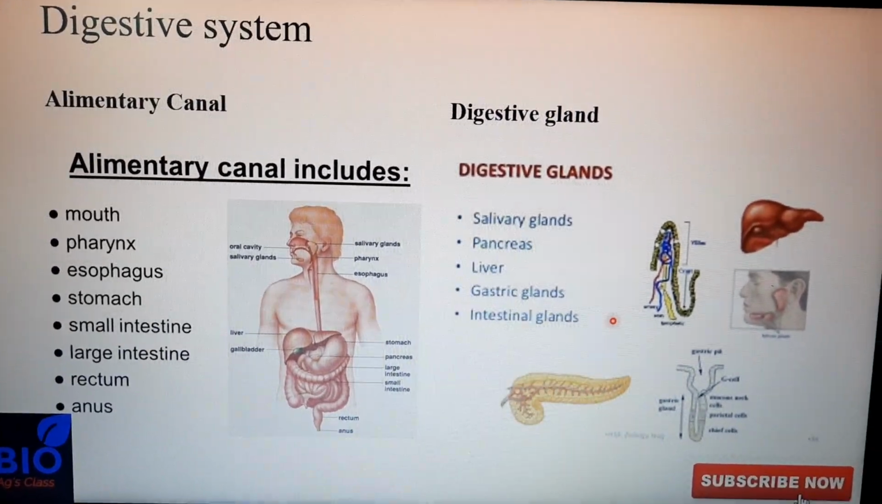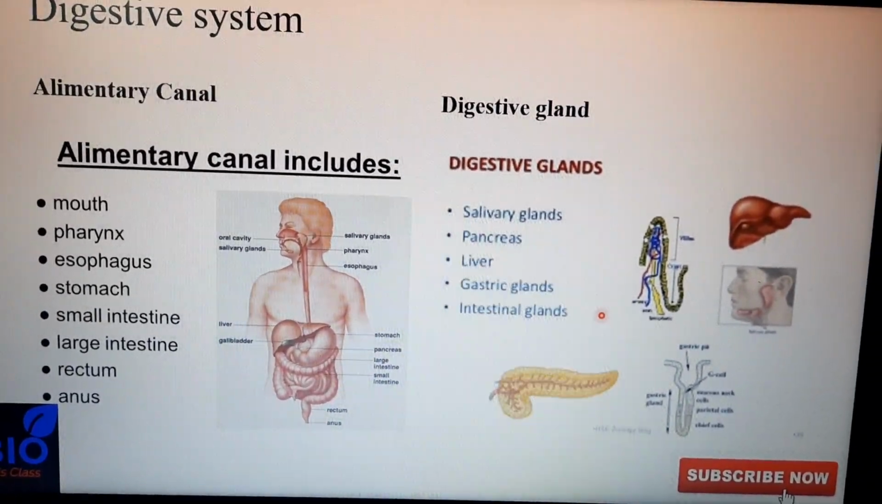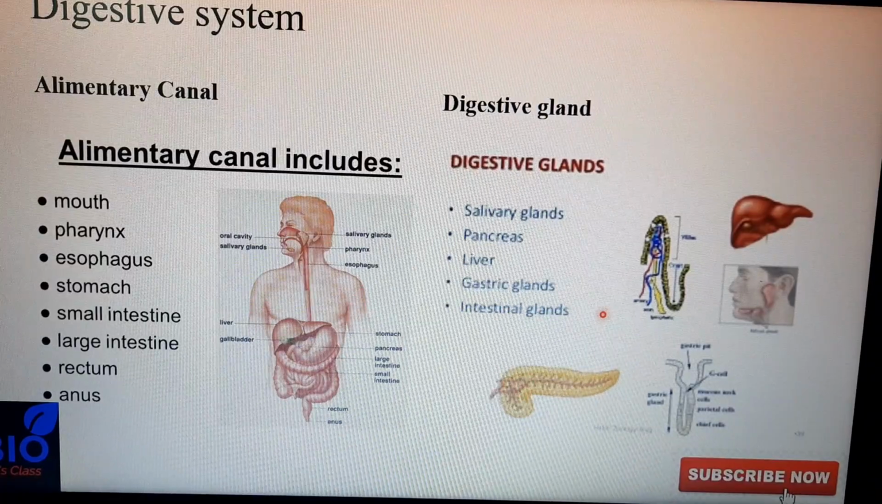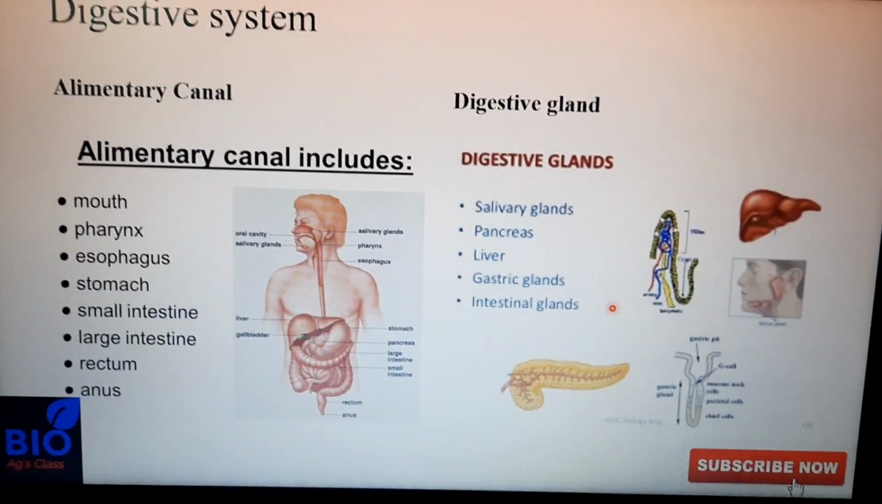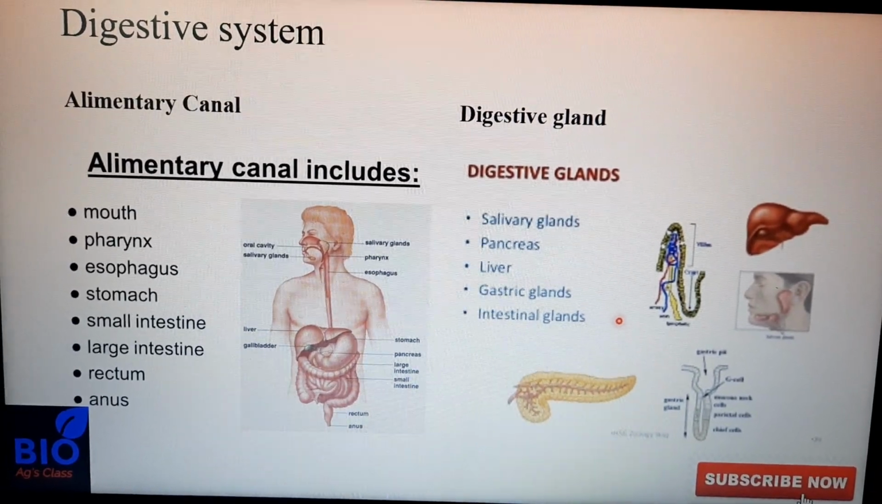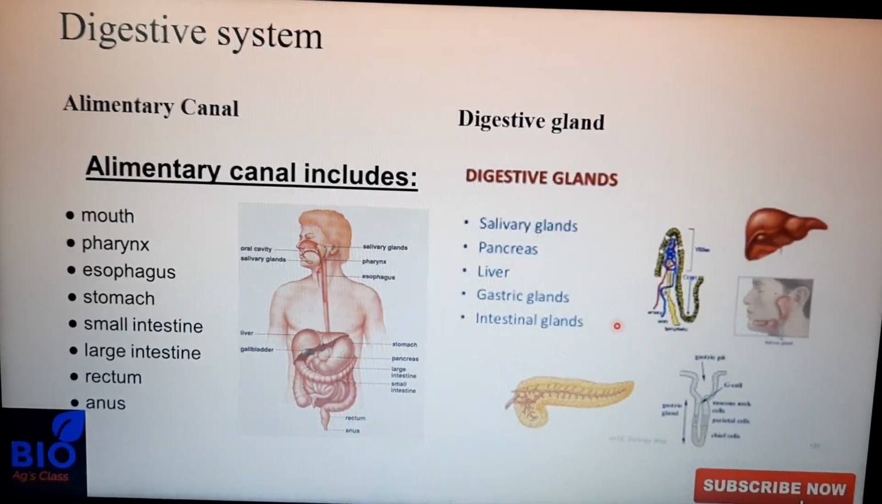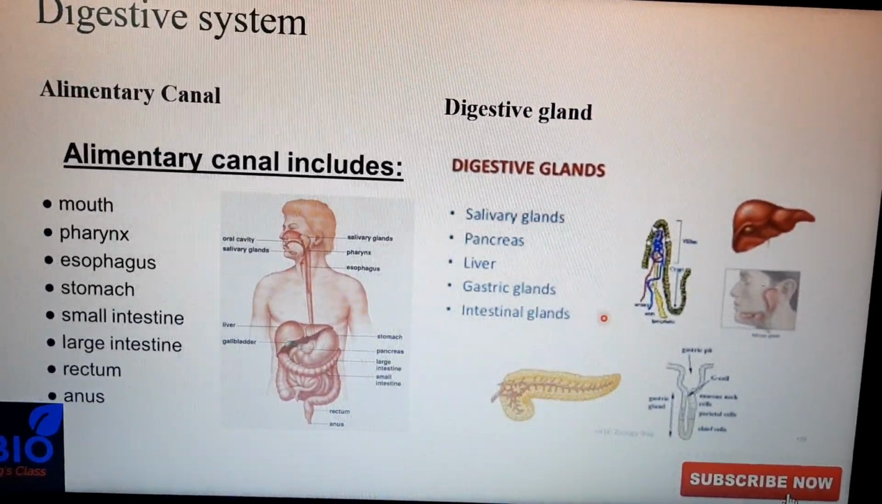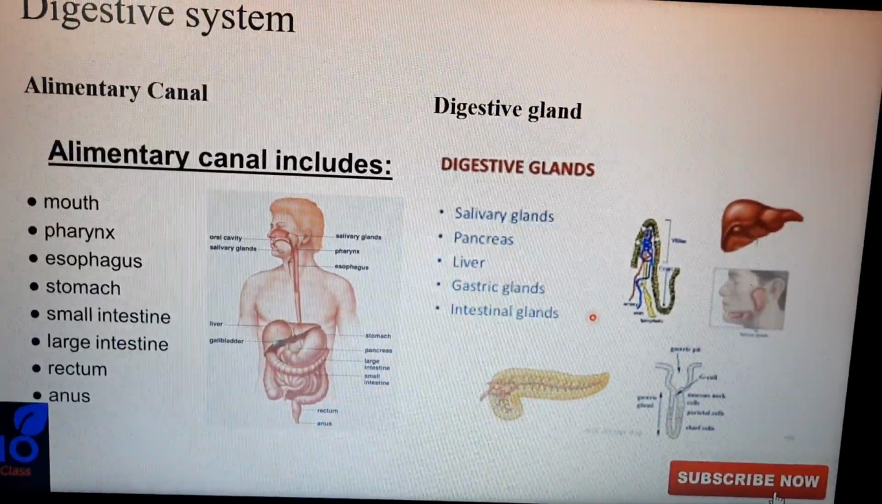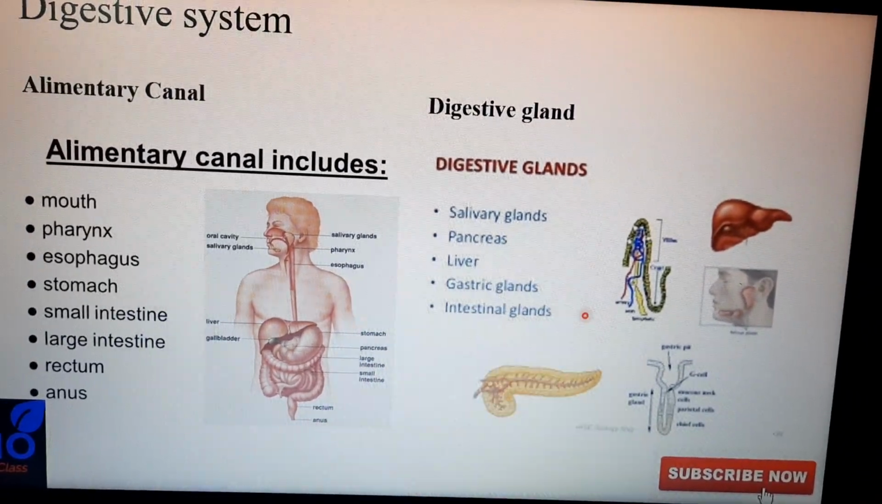There are several digestive glands in our body: salivary glands, that is in our mouth, pancreas, liver, gastric glands, that is in our stomach, and intestinal glands, that is in our intestines, large intestine and small intestine. Okay, now we will discuss it briefly.